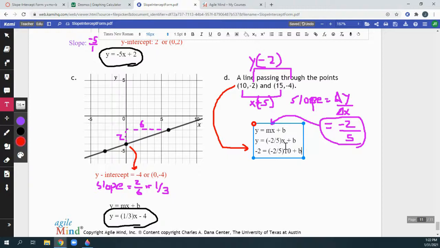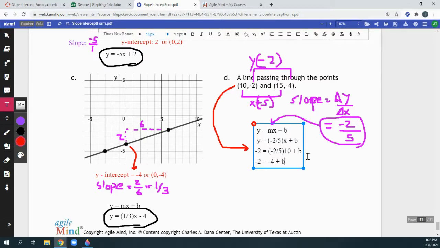Cool thing about this is, algebraically, we have all of our numbers there, except for the b. So as long as I can multiply this out and figure out what it makes, I can figure out what b is, what my y-intercept is, without even seeing a graph. I can figure out what b is, because I know everything else, and I can use algebra to figure out what's left. So when I multiply -2/5 times 10, I get -20/5, which is -4. So this actually makes -2 equals -4 plus b. That's what we get.